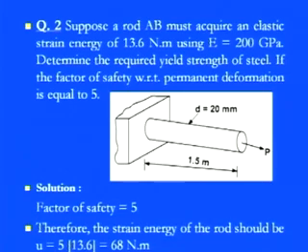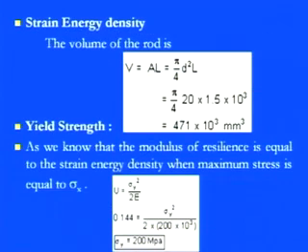That means, to avoid failure with this much factor of safety, we should have a strain energy of 68 Newton meter, because the factor of safety is always given. So we can absorb or store energy up to 68 Newton meter to avoid the failure.